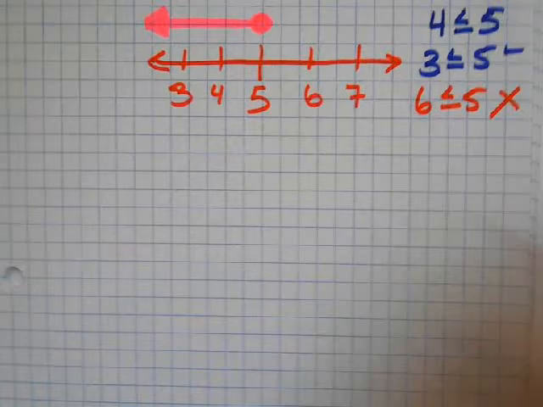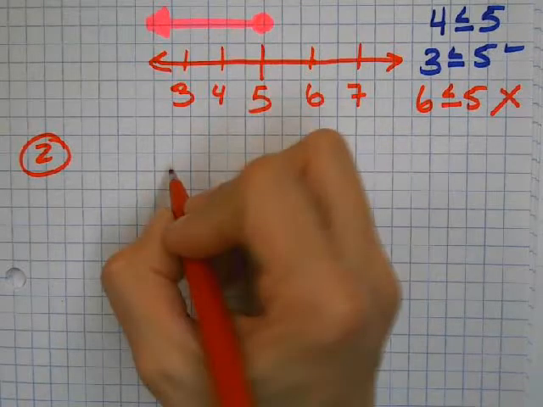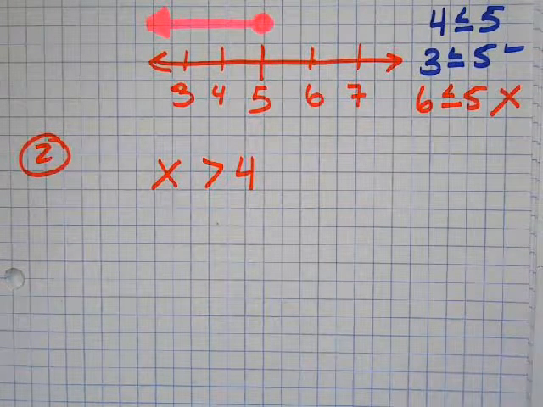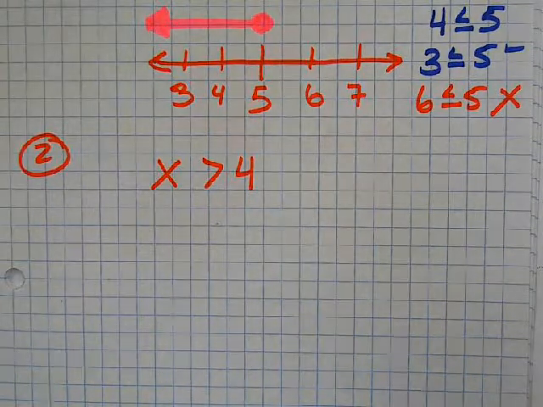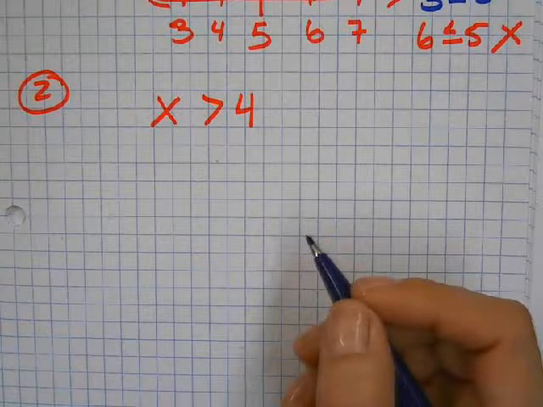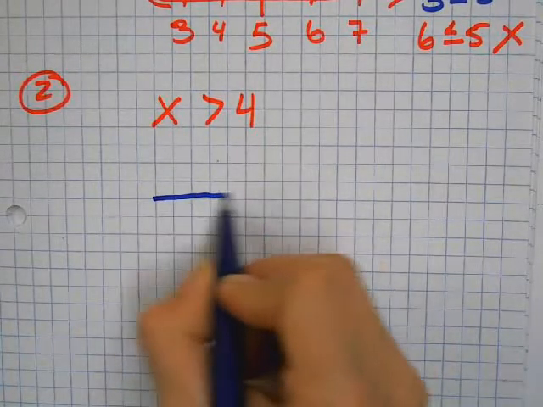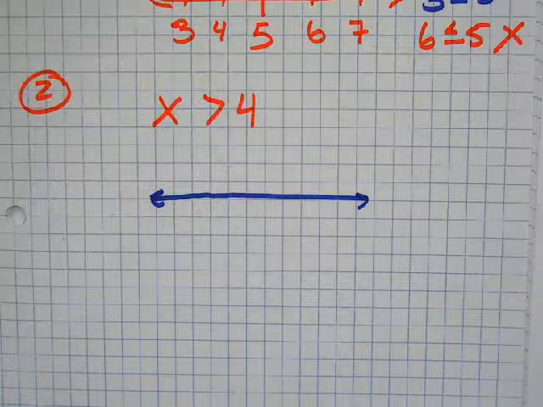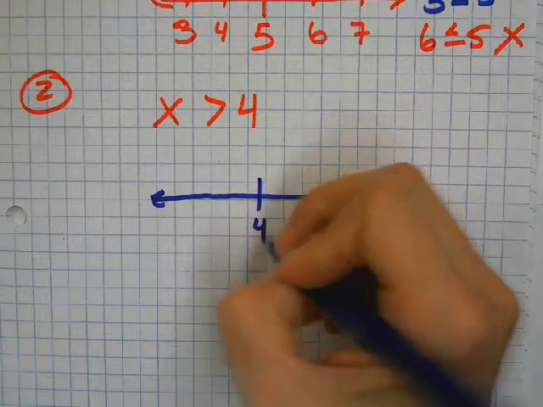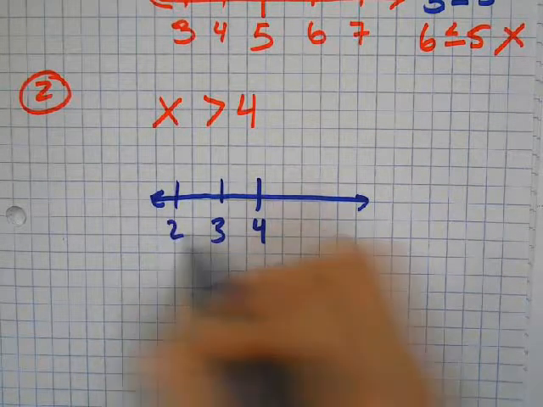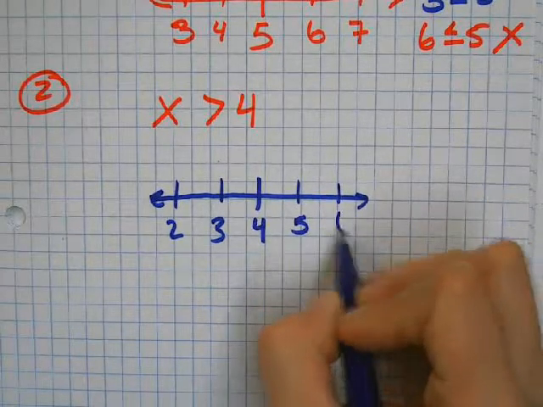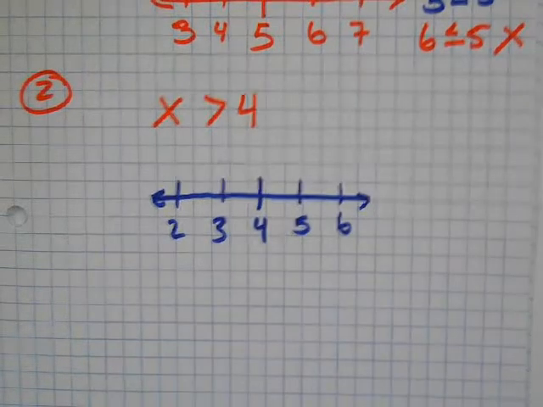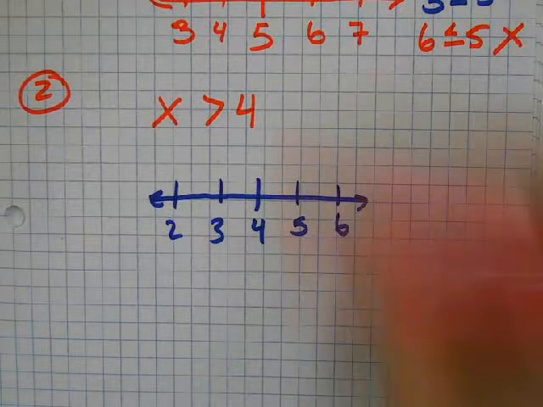All right. Let's do number 2. Can you graph x is greater than 4? So we draw a number line. What number goes in the middle? 4. 2 numbers below it. 2 numbers above it. Open or closed circle? Open.